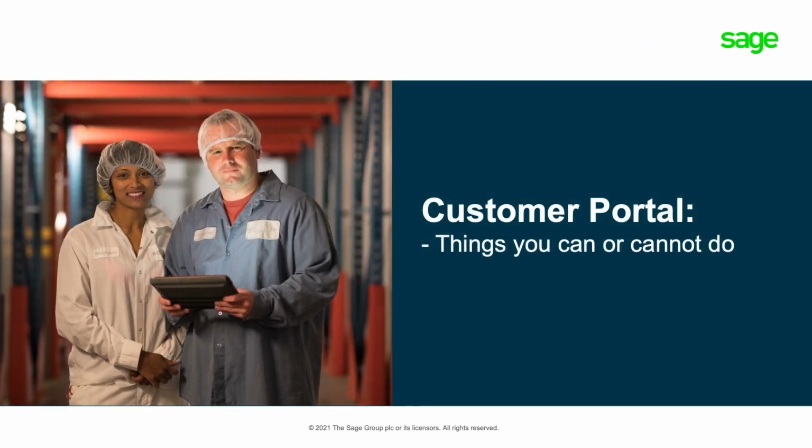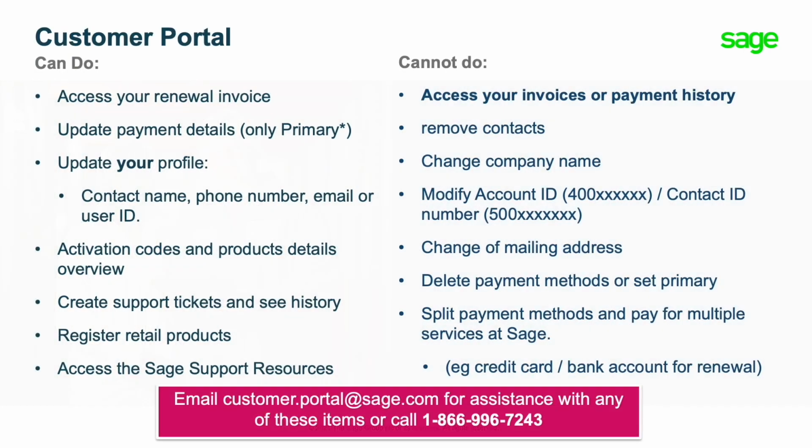Now, let's go over what you can and cannot do on the customer portal. You can access your renewal invoice to accept it, update payment details. Note, only the primary contact can update payment details. You can update your profile details, including contact name, phone number, email, or username. You can also access your product information such as activation codes, service plan status, and expiry dates. You can create support tickets. You can register retail product. Also, you can access Sage support resources.